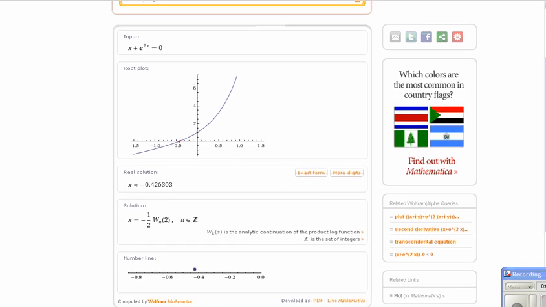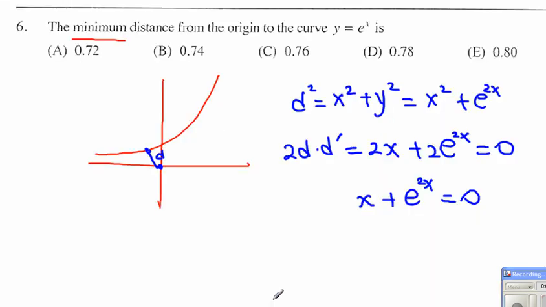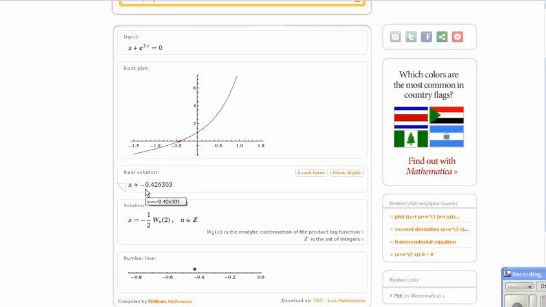Okay, now, have we made a mistake? Now, in fact, that happened. We're looking for minimum distance. So the value of x actually happens right here, around negative 0.42. So then what I'm going to do is use that value in the calculation.